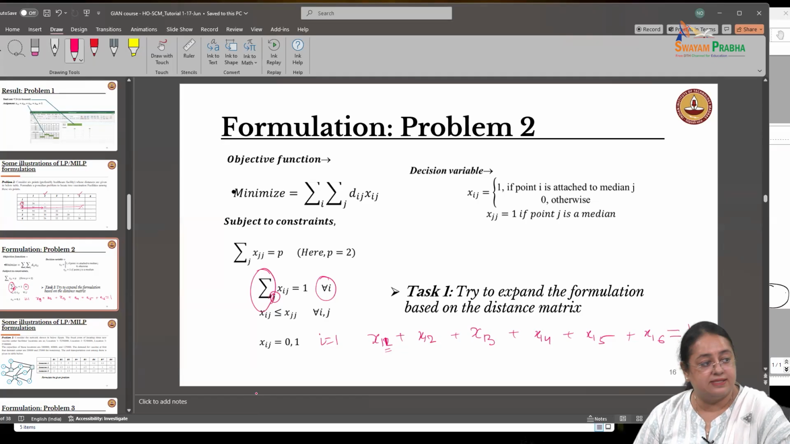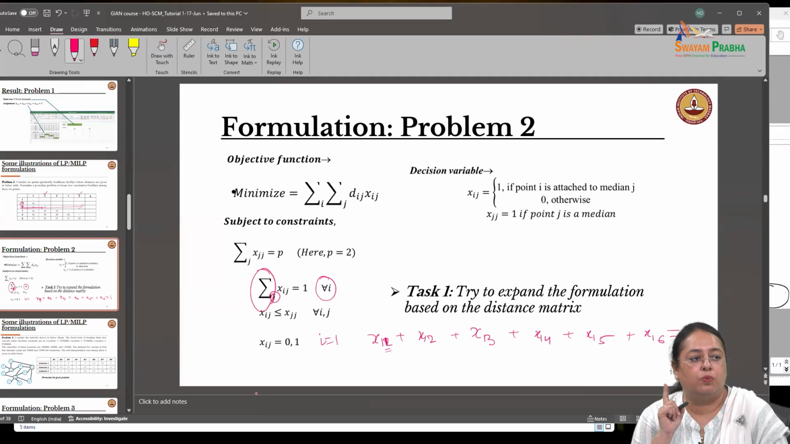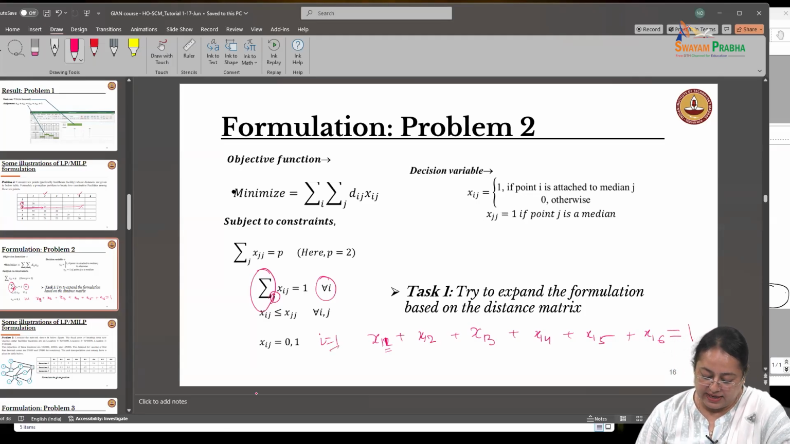Out of all these things, there can be only one. One possible, isn't it? So what does this mean? What does this imply? So one facility, this ith facility, can be assigned to only one healthcare facility. Correct? This is for all i. So how many equations do we have to write like that? 6. We will write for i equal to 2 also.